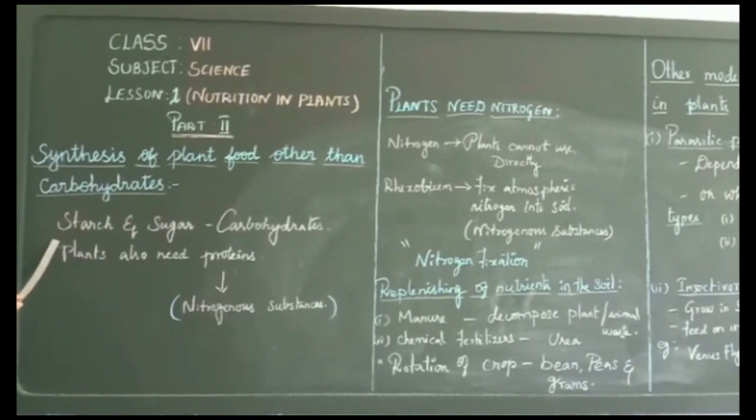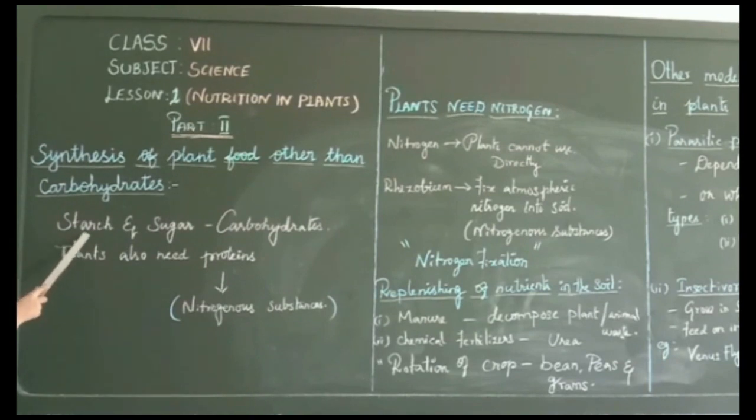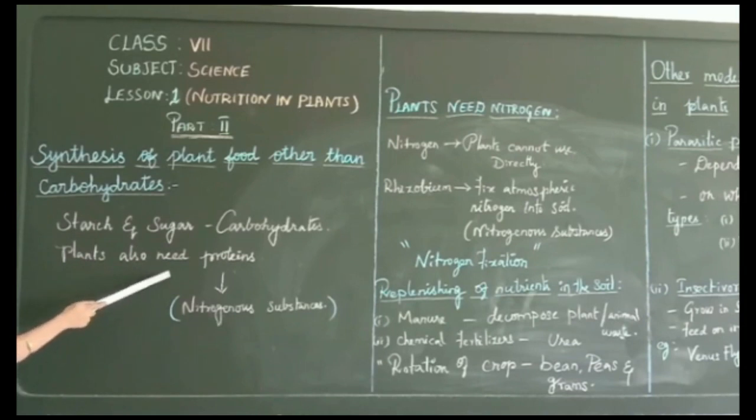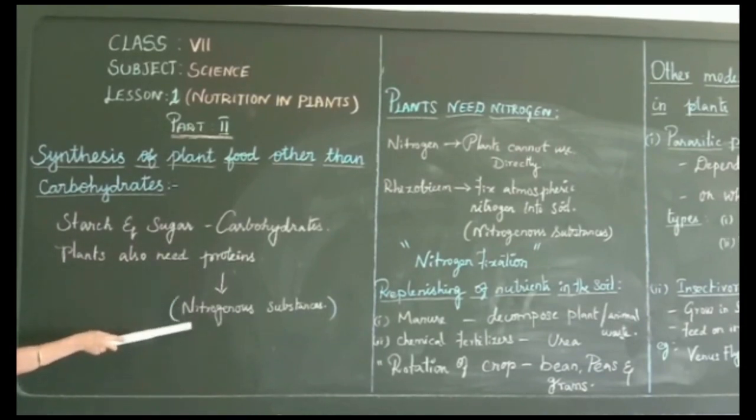In our previous class, we saw that plants can synthesize their own food through the process called photosynthesis. In that process, plants prepare the food in the form of starch and sugar. These both are carbohydrates. Other than carbohydrates, plants need proteins. As they cannot synthesize the proteins, they need some nitrogenous substances. Let's see how the soil fixes the nitrogenous substances in it.